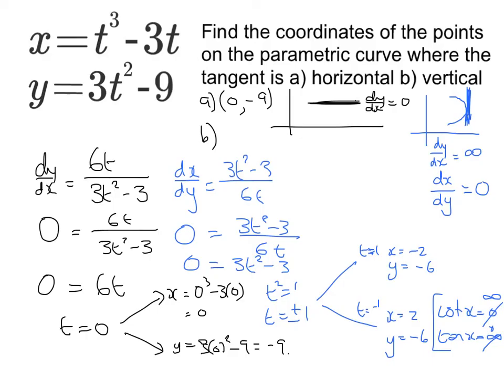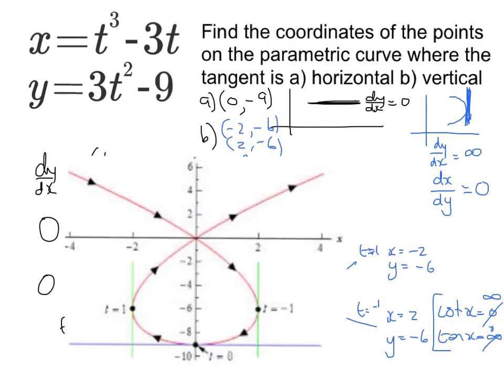So the answer to part B, the coordinates of the points where the tangent is vertical, so that's dy by dx is infinity, so dx by dy is 0, are given by minus 2, minus 6 and 2, minus 6. Let's have a look at the graph of this lovely function and see if that makes sense. Yep, we were right. 0, minus 9. Here it is down here.